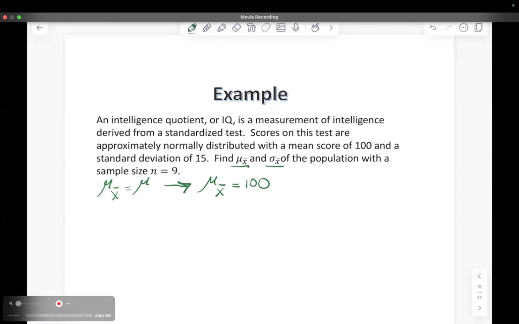All right. So then our standard deviation sub x bar is going to be the population standard deviation, which is 15, divided by the square root of 9. I love it when I get a sample size that can easily be square rooted, because I can do this math all day long in my head. So my standard deviation, or standard error of my sample means, is 5.